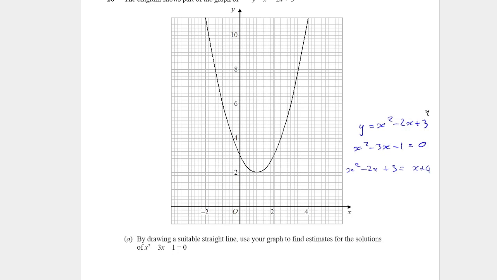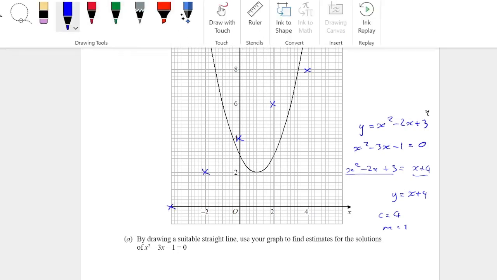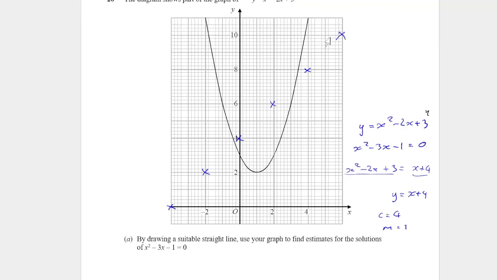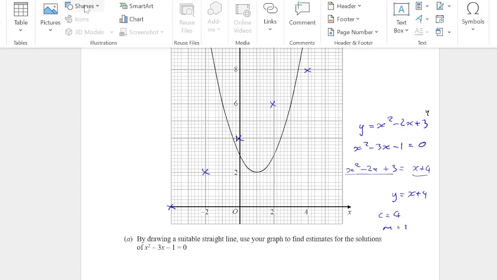So that's right. So what I need to do then is I've already got this graph, but I need to plot this graph. So y is equal to x plus 4. So I've got an intercept of 4 and a gradient of 1. So 2 across 2 up, 2 across 2 up. So if I draw this graph and then find where the two lines intersect, so I'm going to insert a straight line. I'm going to try to anyway.